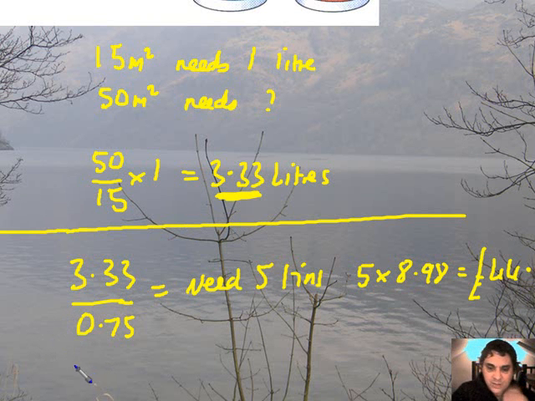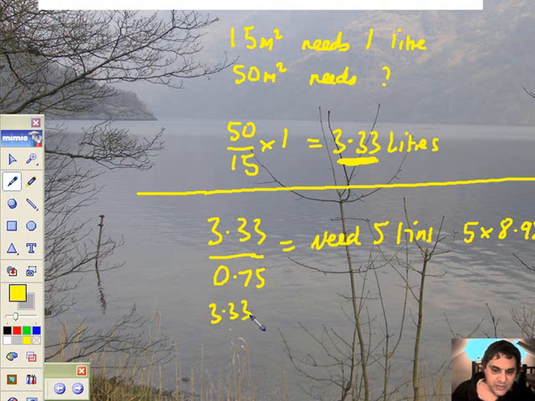And for the other one, it's 3.33. That's what I need to finish my 50 metres squared of wall. Divide that by 2.5. I can see I need 2 tins, but let me just prove it anyway. So 3.33 divided by 2.5 comes to 1.33. Well, I can't buy 0.33 of a tin. I've got to buy 2 lots of that, which is 5 litres, but it's basically 2 tins.